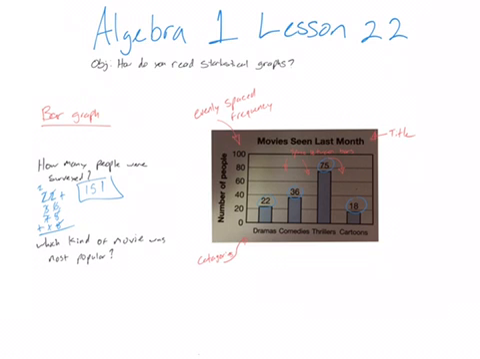And then what kind of movie was the most popular? We just want to look over here and see which one of these is the tallest. Notice Thrillers was the most popular because there's 75 people that looked at Thrillers. So this one's taller, therefore it was the most popular. So then I would say Thriller.